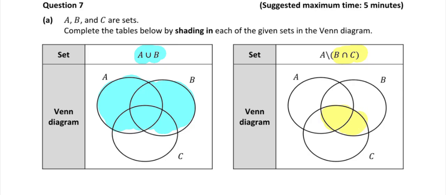That's not the answer though. Everything in A, that's not B intersection C. So everything that's in A, that's not that yellow region. See the green region? The green region is the answer. That's everything that's located within A, that's not located in the intersection of B and C.